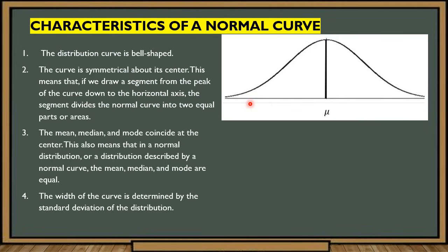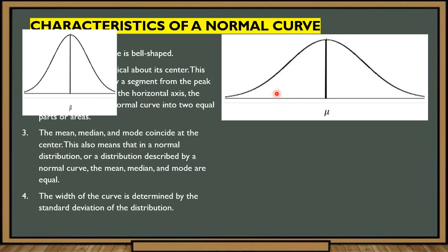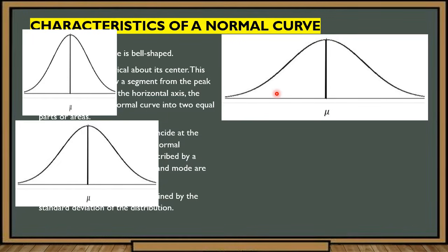Next, the width of the curve is determined by the standard deviation of distribution. So kung gaano man siya kalapad or kakipot, depende yan sa value ng ating standard deviation. So remember our standard deviation, it is the measure of dispersion, how the data are spread out. So if we have a curve which is too narrow, ibig sabihin yung value ng standard deviation natin is small. If we have a curve that is too wide, ibig sabihin yung value ng standard deviation natin is large.